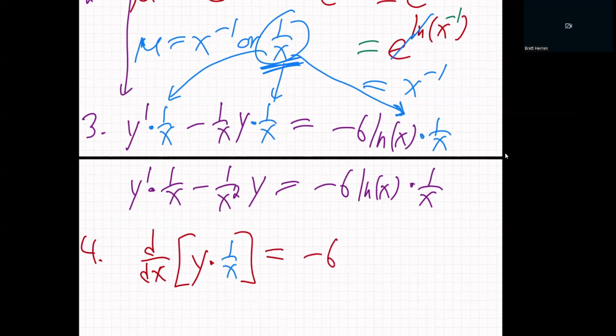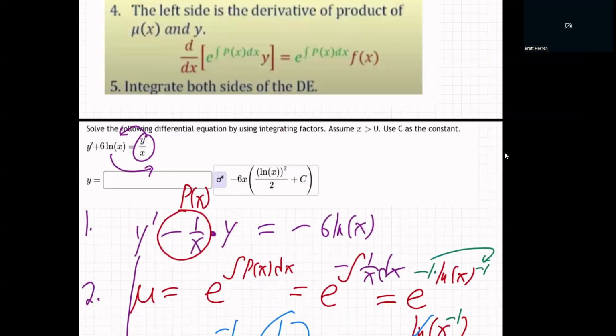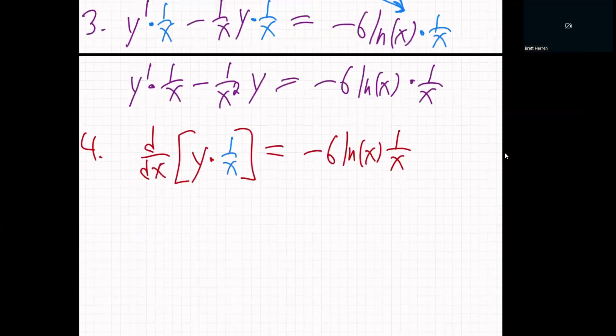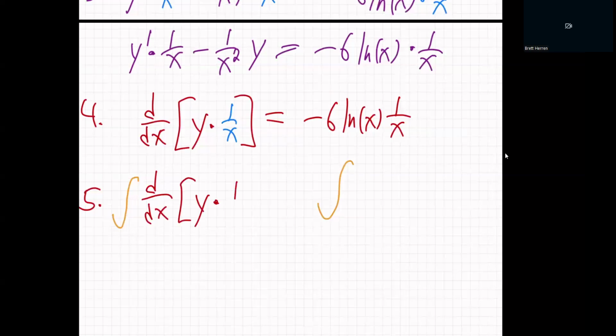And that'll equal minus 6 natural log of x times 1 over x. Okay. Now, why is that such a great trick? Because now in step 5, integrate both sides. The final step is going to be a little bit to it, though. Step 5, I'm going to now integrate the left side and integrate the right side. And what will happen on the left side is the derivative and the integral will cancel each other out.